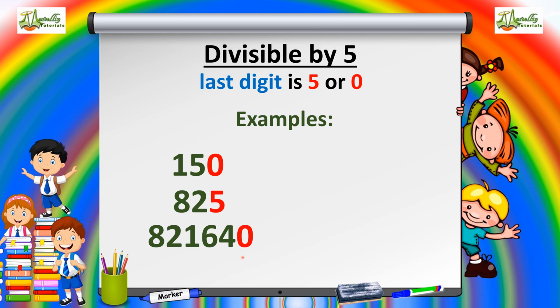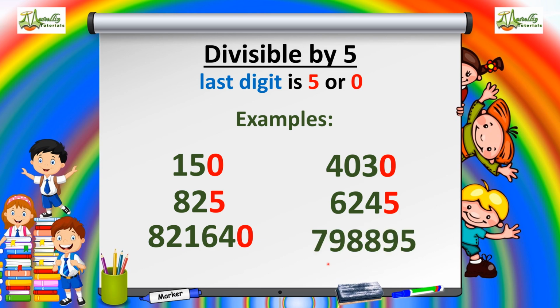821,640. This number ends with 0, so this is divisible by 5. Next, we have 4,030. This number ends with 0, so this is divisible by 5. Next, we have 6,245. This number ends with 5, so this is divisible by 5. Another one, we have 798,895. This number ends with 5, so this is divisible by 5.